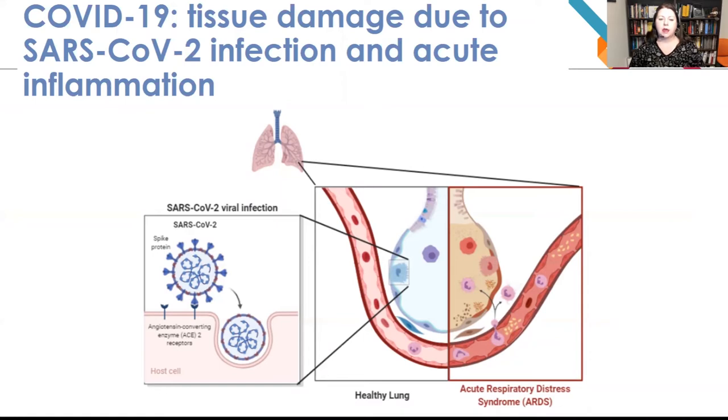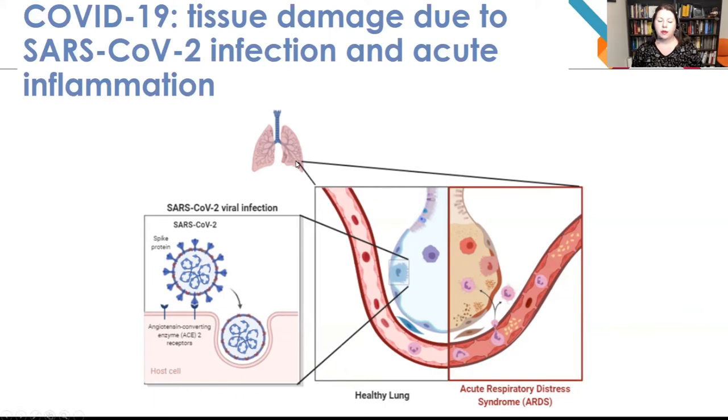COVID-19 is all around us. We have seen big implications of this. The tissue damage is due to the infection of the SARS-CoV-2 virus and acute inflammation. When the virus interacts with the cells in the human body, it binds through a receptor called angiotensin converting enzyme 2 receptors. Cells that express this receptor line the human airways and other tissues in our bodies.